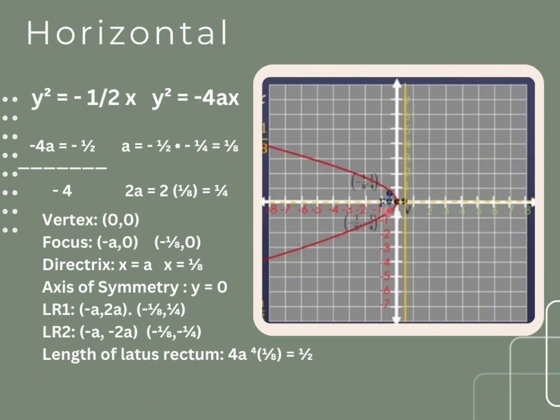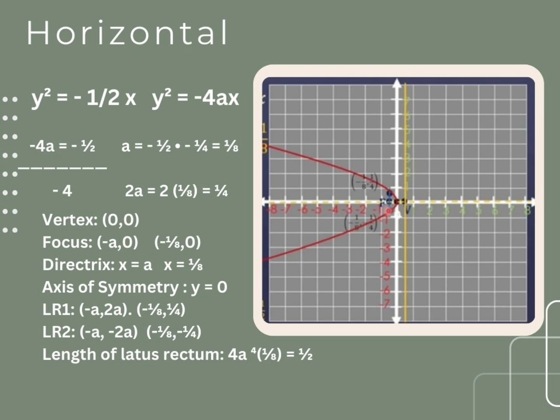Now, let's quickly analyze the parabola equation y squared equals negative 1/2 x, with its vertex at the origin. Our equation is y squared equals negative 1/2 x. The standard form for a parabola opening left or right with vertex at the origin is y squared equals negative 4ax. Comparing them, negative 4a equals negative 1/2. Solving for a, a equals negative 1/2 divided by negative 4, which is 1/8. Since a is positive, but the coefficient of x is negative, this parabola opens to the left.